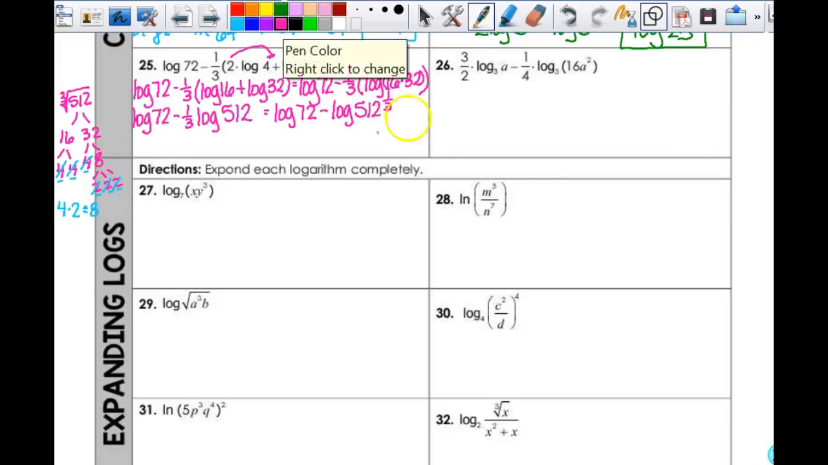So now I have log of 72 minus the log of 8. Now I'm going to actually condense those, and that's subtraction, so it'll become division. So this gives me the log of 72 divided by 8, which in the end is just the log of 9.